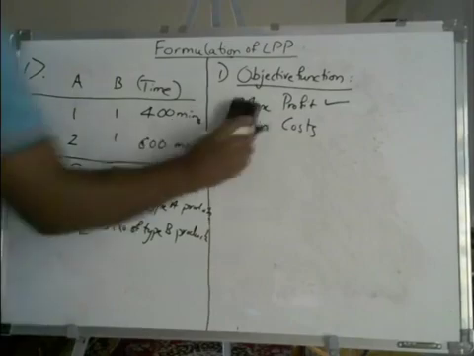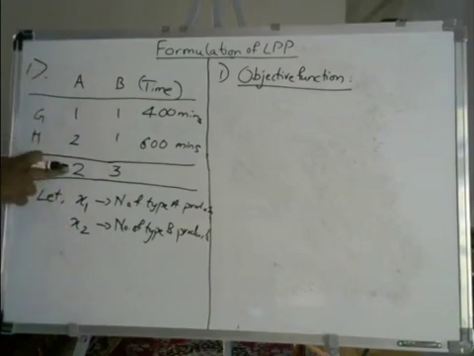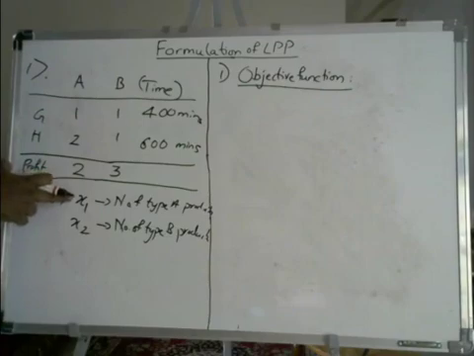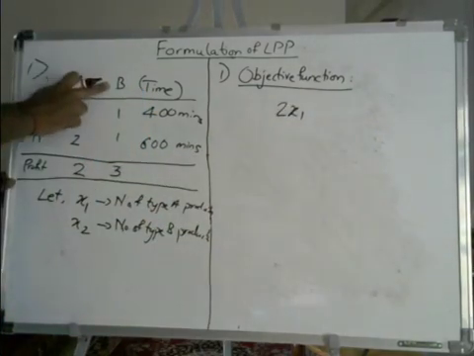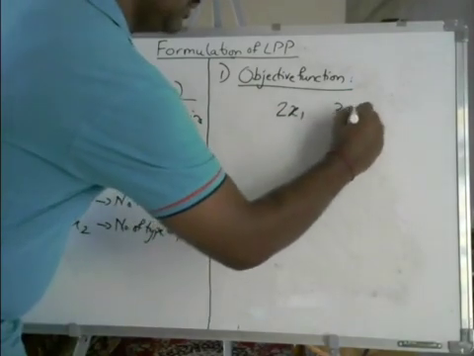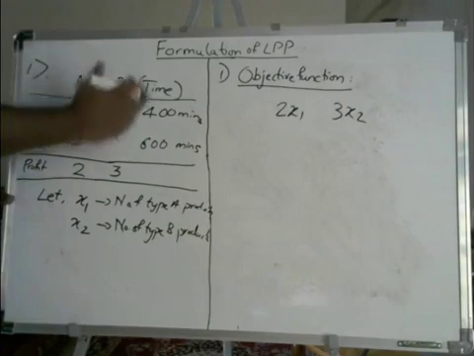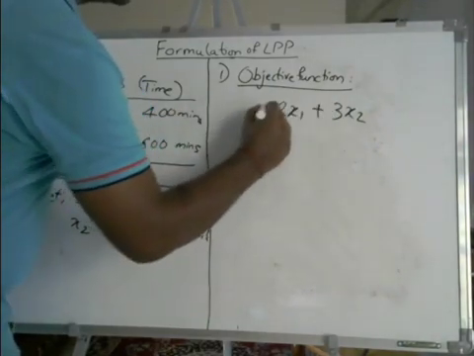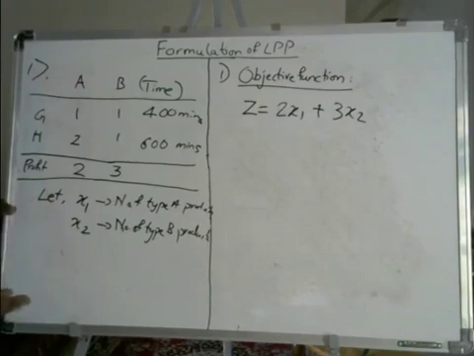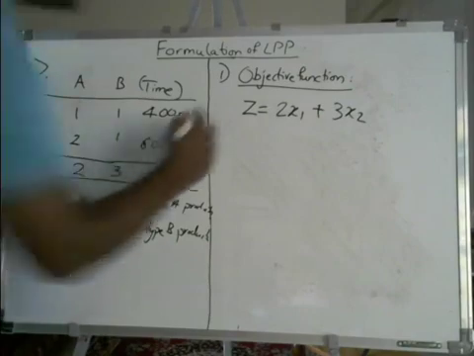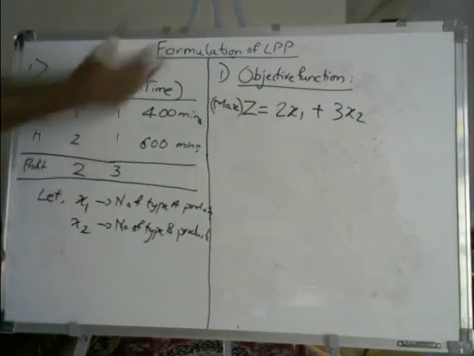When it comes to profit maximization, we need to find out how much profit each product gives. Product A gives 2 rupees profit, and there are x1 products of A, so it is 2x1. That is the profit on product A, and for product B it is 3x2. So the total profit if I am selling product A and product B will be 2x1 plus 3x2, which is equal to Z. Z is the profit. Are we going to minimize the profit or maximize? Of course, we are going to maximize the profit. So first we arrived at the objective function.